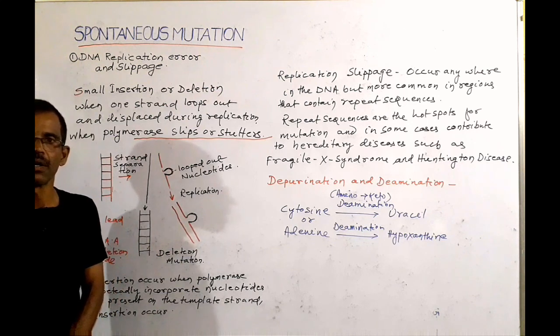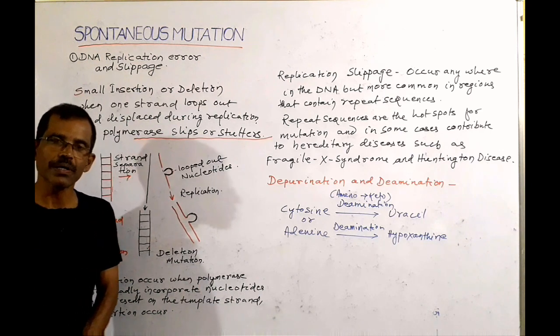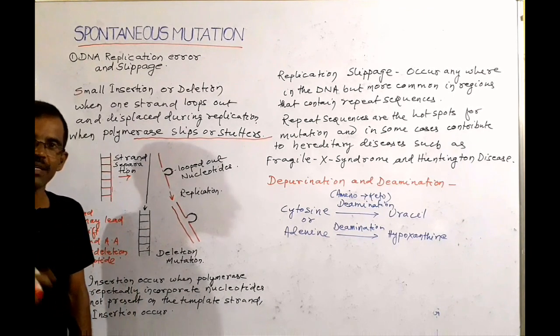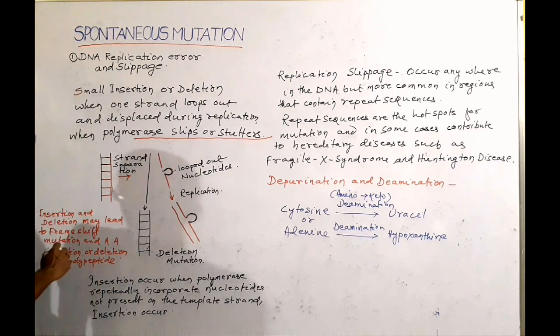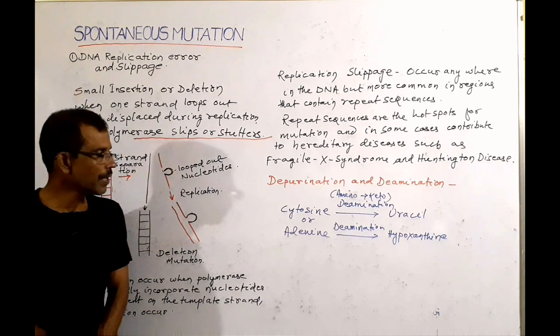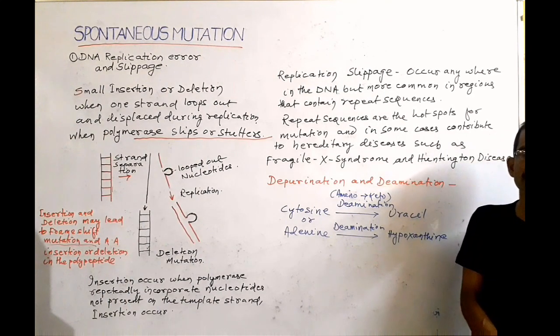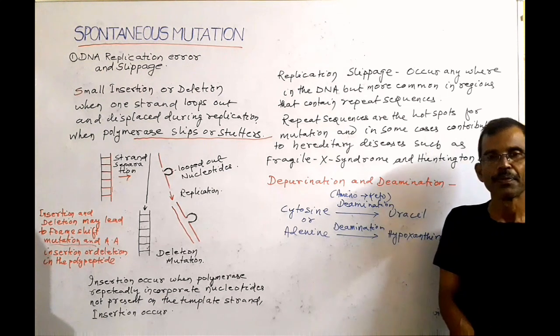Insertion can also occur when the DNA polymerase repeatedly introduces nucleotides which are not present on the template strand. So insertion as well as deletion during DNA replication can cause frame shift mutation and also amino acid insertion and deletion in the polypeptide chain. In addition to this, replication slippage can also give rise to spontaneous mutation.